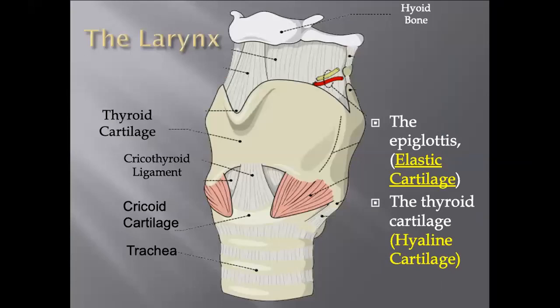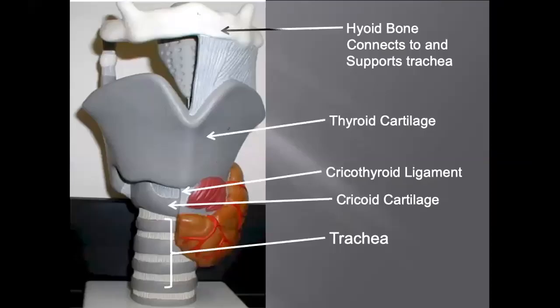All right, so this picture is kind of representative of this model that we have in the lab. So you'll need to know that this prominence here, this is the thyroid cartilage, and it is made of hyaline cartilage. Read the question closely on the exam. I'll say identify the structure, thyroid cartilage, and then identify the tissue that makes up this structure, hyaline cartilage.